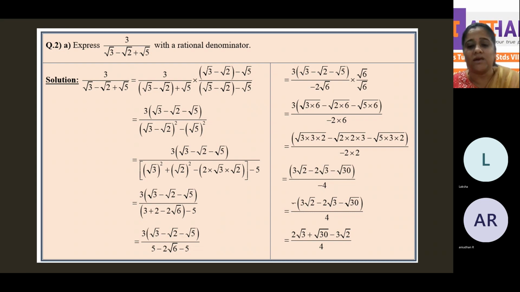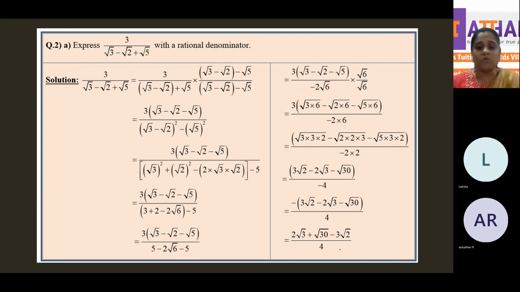See, this is mine. Okay, minus 3 root 2. I've written it here. Minus 3 root 2. Then minus into minus plus 2 root 3. Here, plus 2 root 3. Minus into minus plus root 30 is here. I've just written the positive ones first and then the negative one. That's all. You can write it in any order. Okay, now by 4.